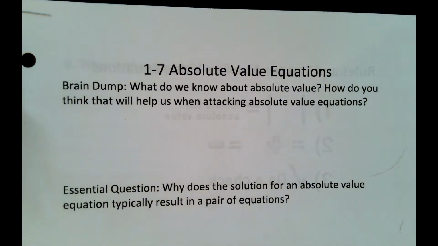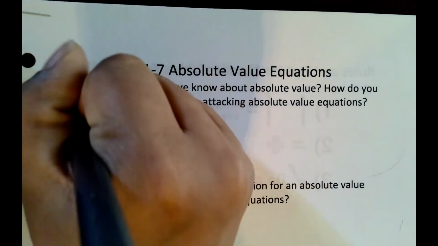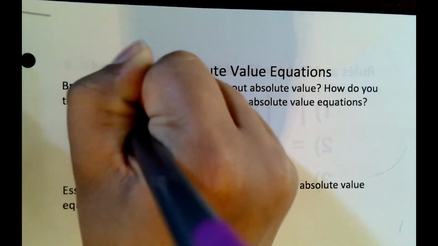Anyway, the first thing we're going to do is a little brain dump. The question is, what do we know about absolute value? And how do you think the stuff we know about it will help us solve absolute value equations? So in class we said that we know that it's always positive.